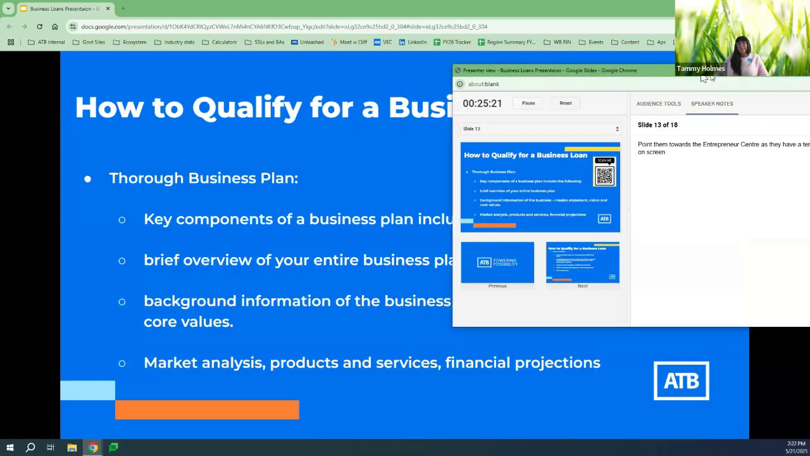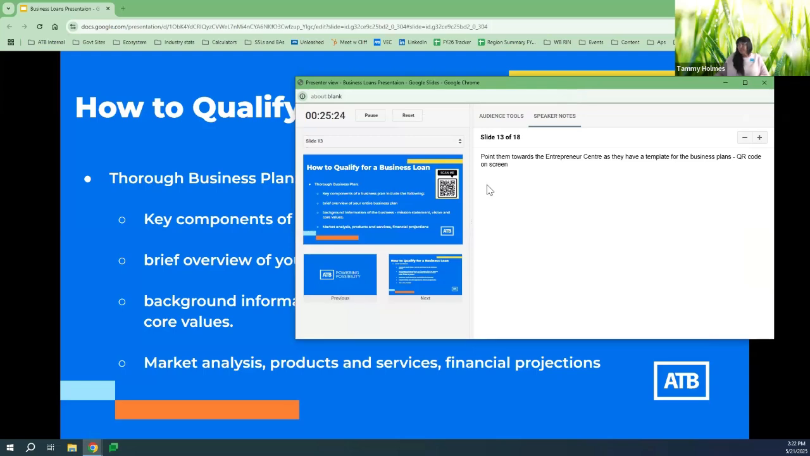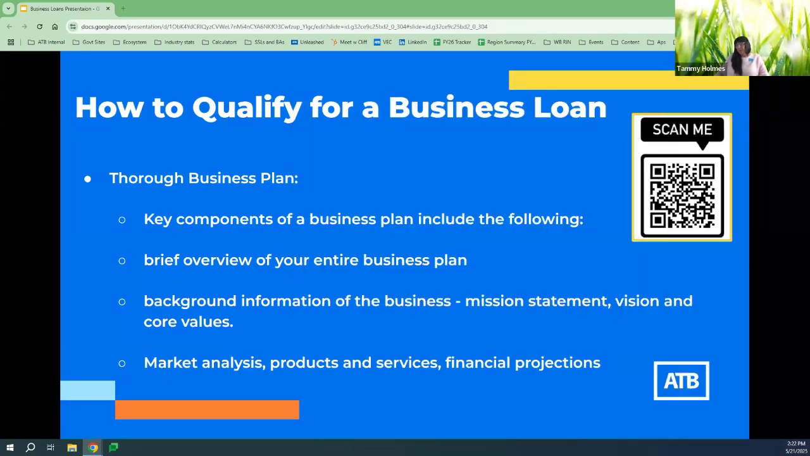Thank you, Cliff. So yeah, I just wanted to talk a bit about how to qualify for a business loan. You know, the Entrepreneur Center is a great place to start. The QR code will take you there. And I think, you know, further to Cliff's points earlier, we really look at a number of things when a business comes in and asks us to lend them money.